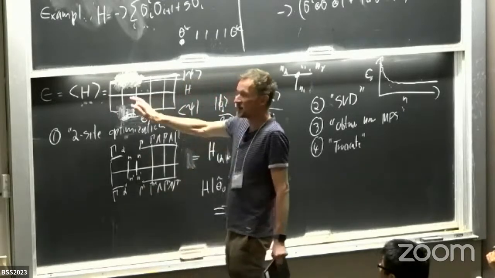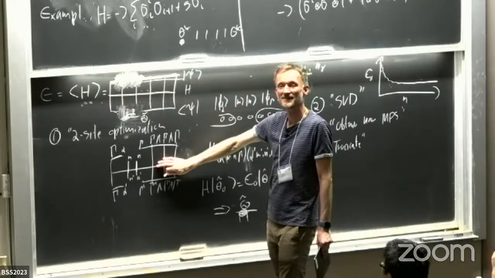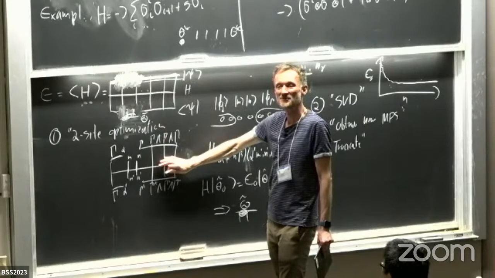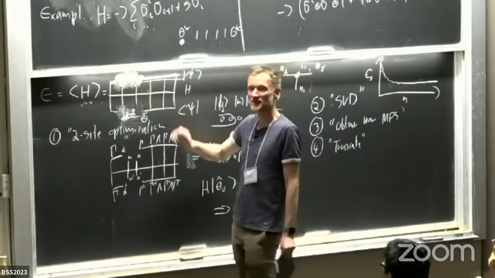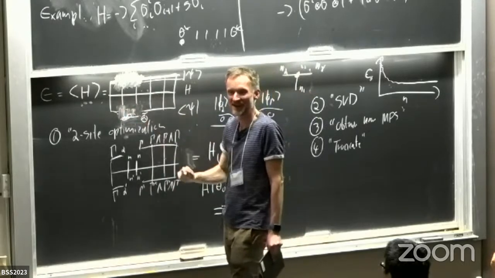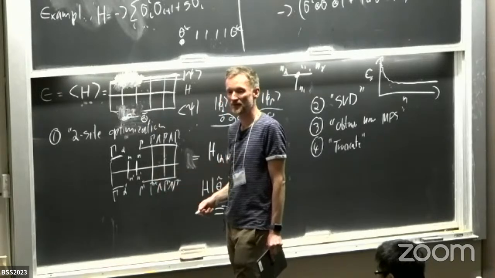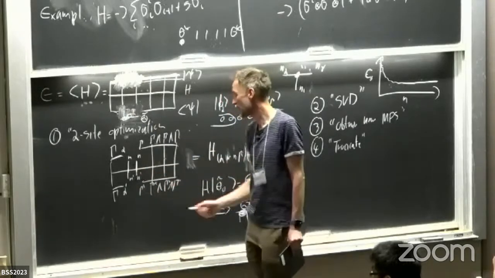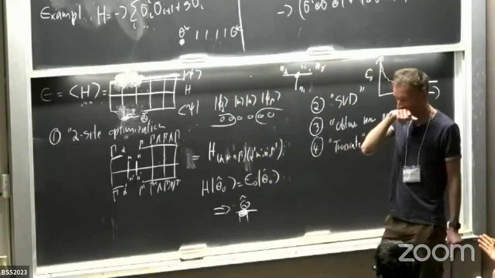If you don't like linear algebra, you could also just do some nonlinear optimization of this, but that would be much harder. You're just finding the minimum of this expression. It's just finding the ground state of this effective Hamiltonian.